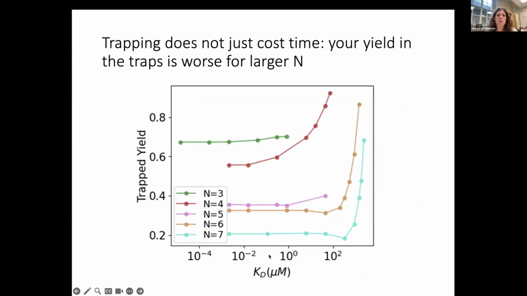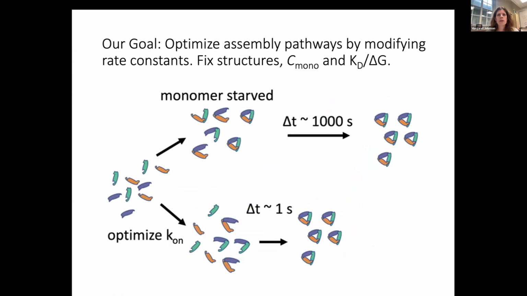Okay, and the last problem with trapping is it doesn't just slow you down. You get stuck in these trap states. The yield becomes very bad. Again, the larger the assembly that you're trying to form, this is because there are many, many ways to form an intermediate when you have 7 different subunits. Okay, so it's a problem. How do we avoid it?